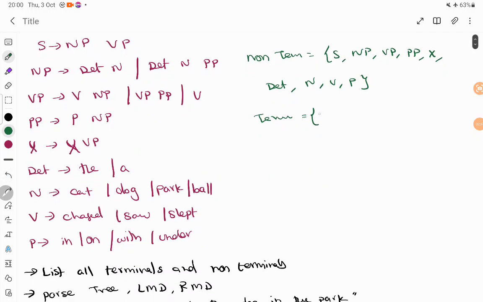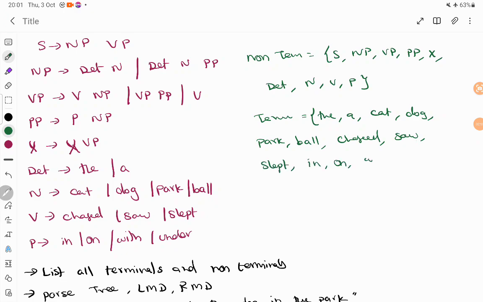So what are your terminal symbols? The, cat, dog, park, ball, chased, saw, slept, in, on, with, under. So all these things are your terminal symbols. Now we know the definition of a terminal symbol. A non-terminal is nothing but your variable. Now you know what a variable is, what a terminal symbol is, and what the non-terminal symbols are, right? So the first question is done.